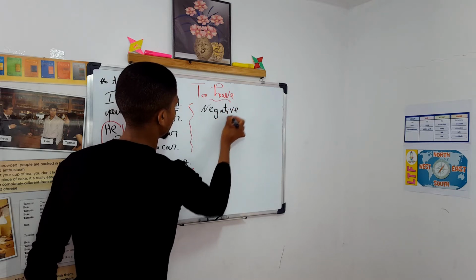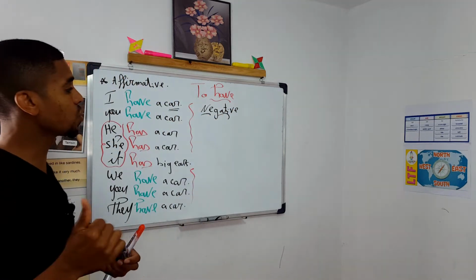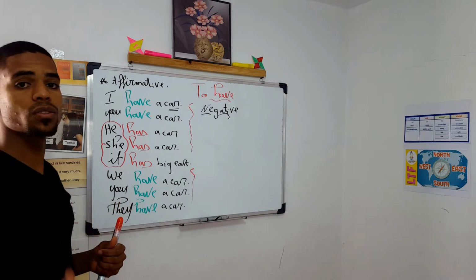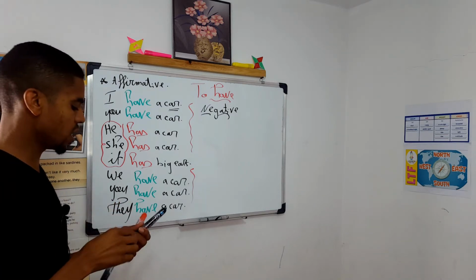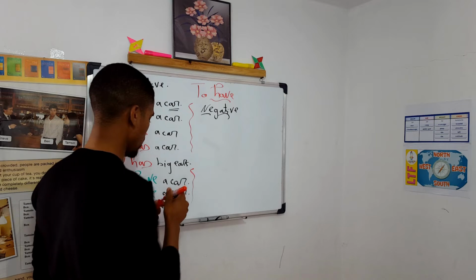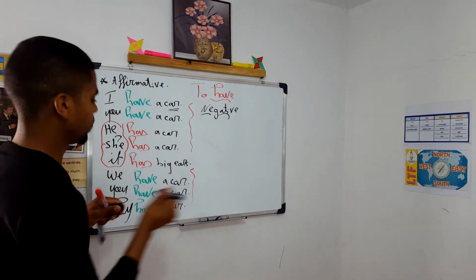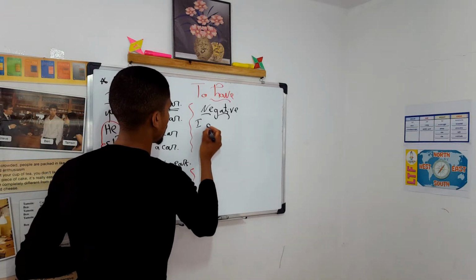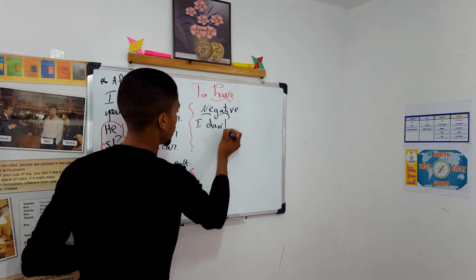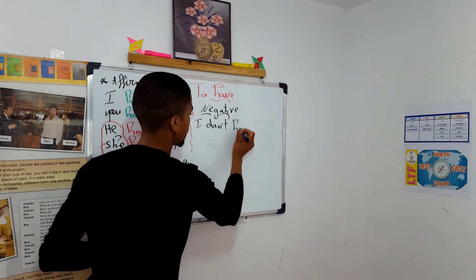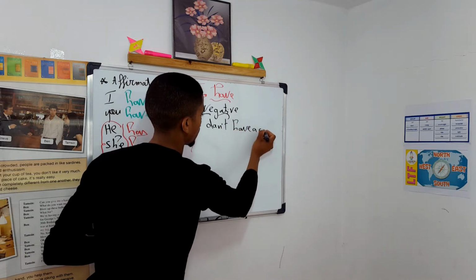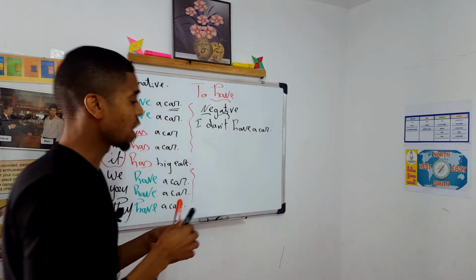Negative. For negative, you are going to need either don't or doesn't. The auxiliary don't or doesn't, and we say I don't. I don't have a car.